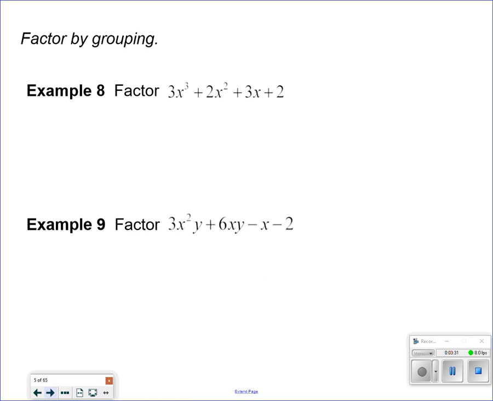So now for the top of the mountain. Oh, not quite yet. Factor by grouping. Factor by grouping is when there's 4 or more terms, and you need an even amount of terms.